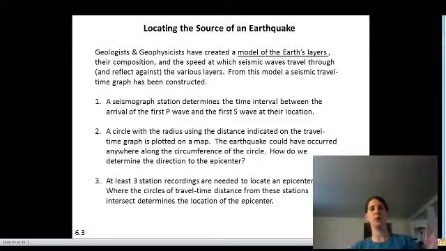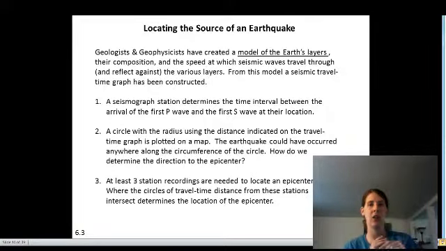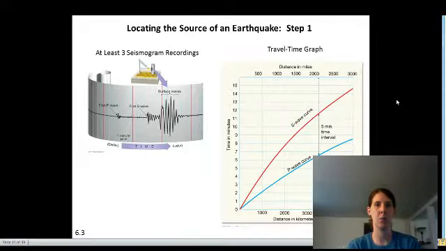But how do you determine where the epicenter is? So if we've got this whole circle, well, where's the epicenter on that circle? So this is why you need at least 3 recording stations to locate an epicenter, because you have a circle from station A, and a circle from station B, and a circle from station C, and where they all intersect, that is where your epicenter is. Okay, that's the one point they all have in common.